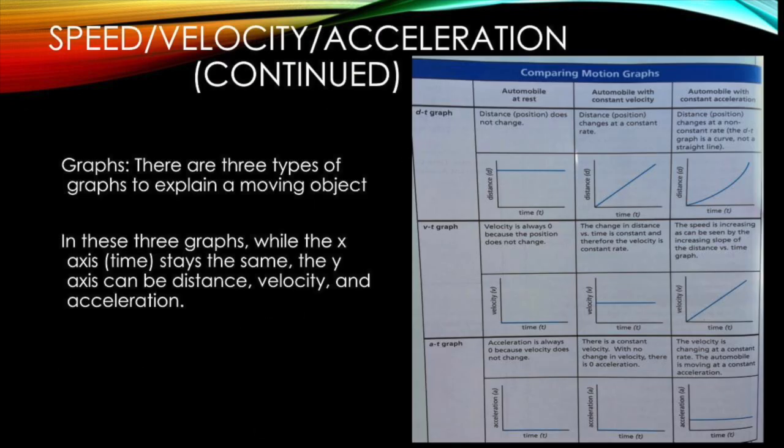There are three types of graphs to explain a moving object. In these three graphs, while the x-axis, time, stays the same, the y-axis can be distance, velocity, and acceleration. The graph on the right demonstrates an object at rest and an object with constant velocity and constant acceleration, shown with three different diagrams.